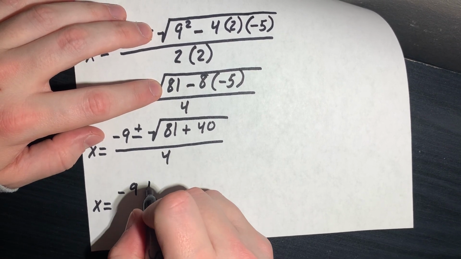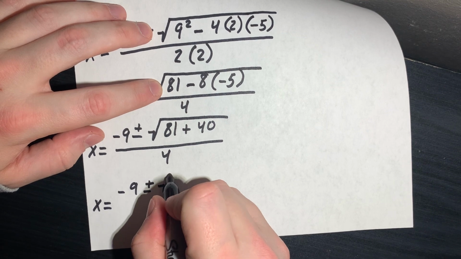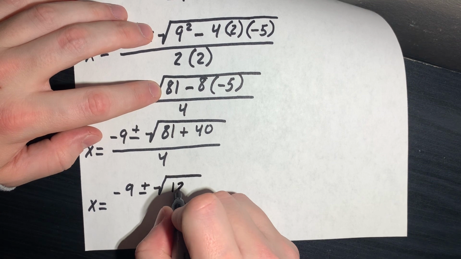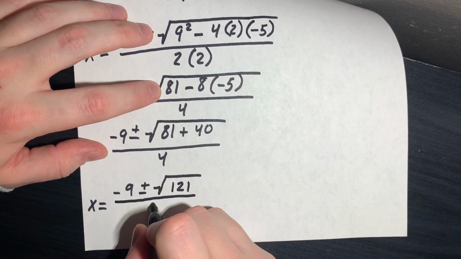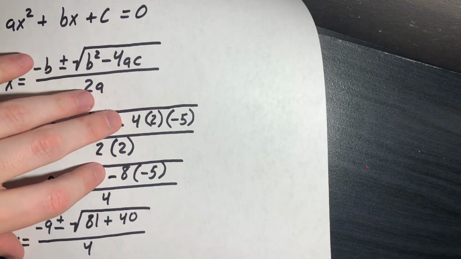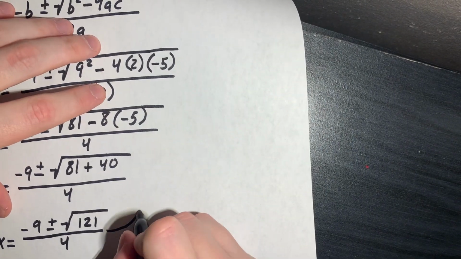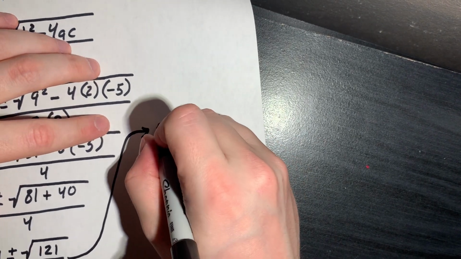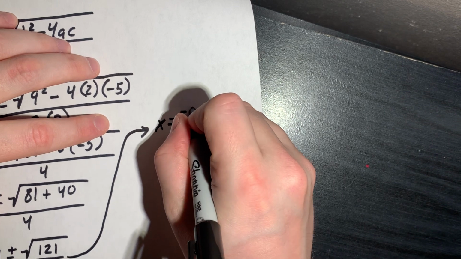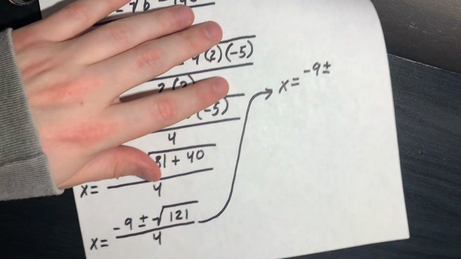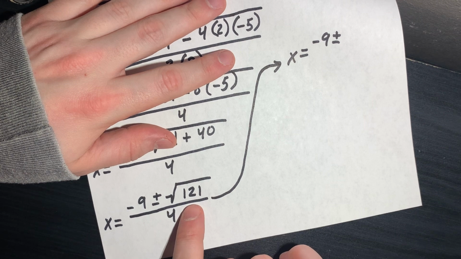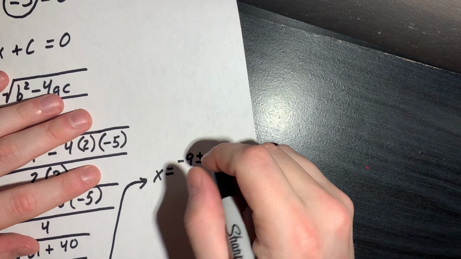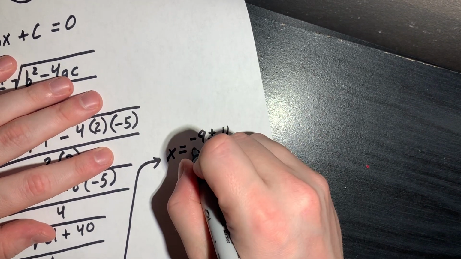So now what we can do is we can do our addition under that for the radical, which will give us 121 all over 4. Okay, I'm going to have to move this up for another space. So let's start here. Bring this over here. So now we've got x equals negative 9 plus or minus. Well, over here we had the square root of 121, which we know is a perfect square. That's 11. So that's going to be negative 9 plus or minus 11 all over 4.